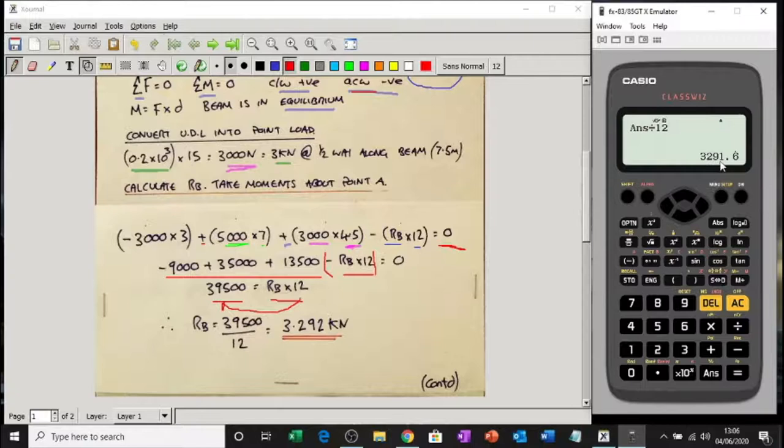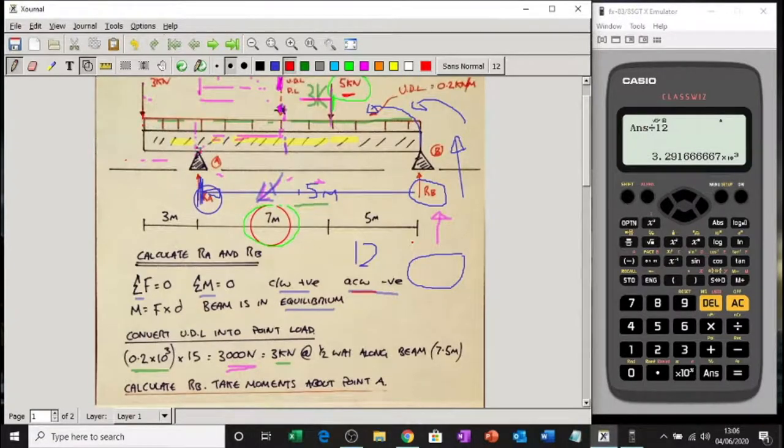3.32916, recurring 6. That's the correct answer. Oh, I've just pressed that. So 3.29. I've made that a 2. So 3.29. You could even say 3.3 if you wanted to. 3.3 kilonewtons. Don't forget, 10 to the 3 is 1,000, which is kilo, like kilogram, kilobyte. So RB is 3.3.